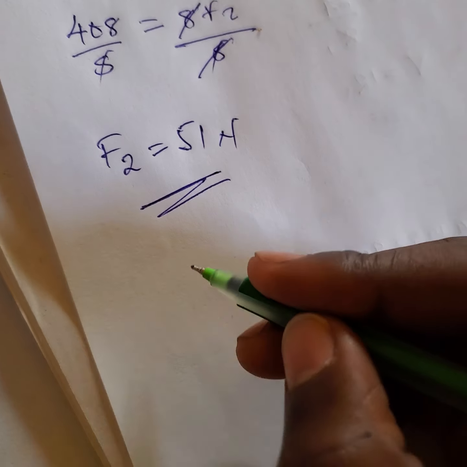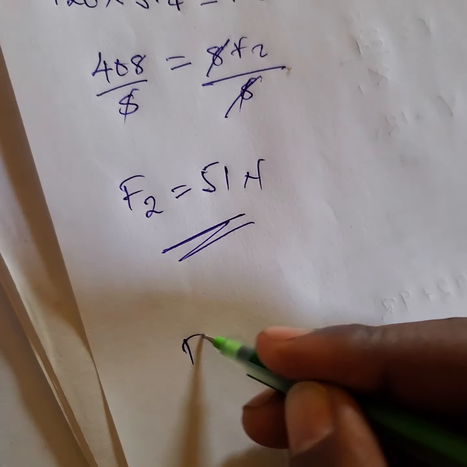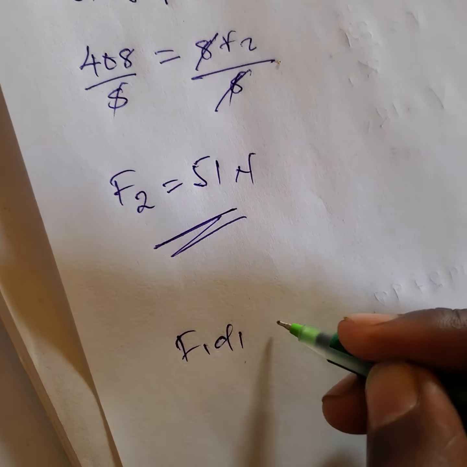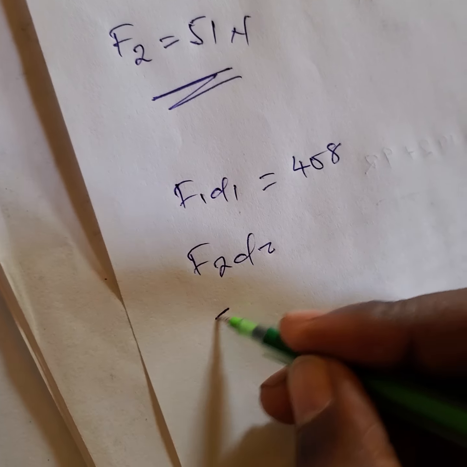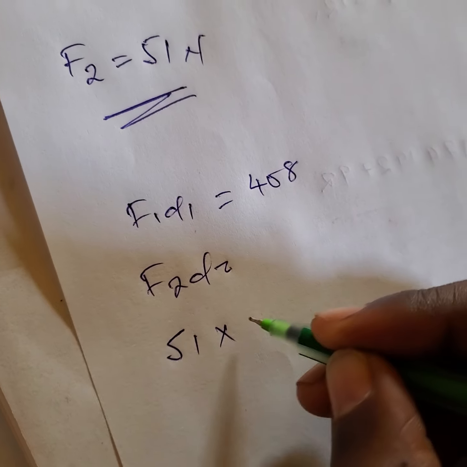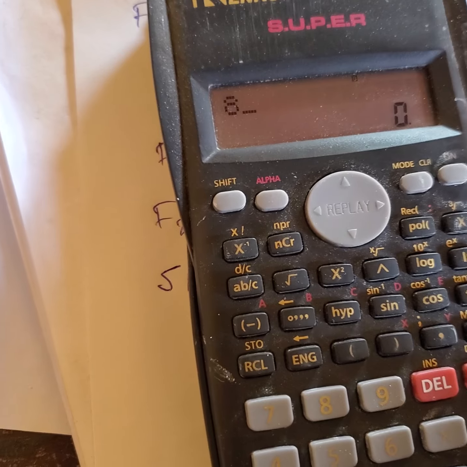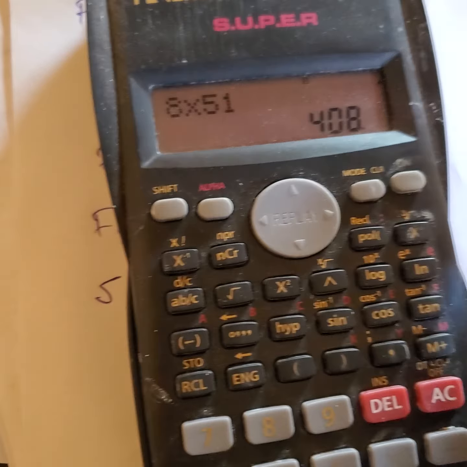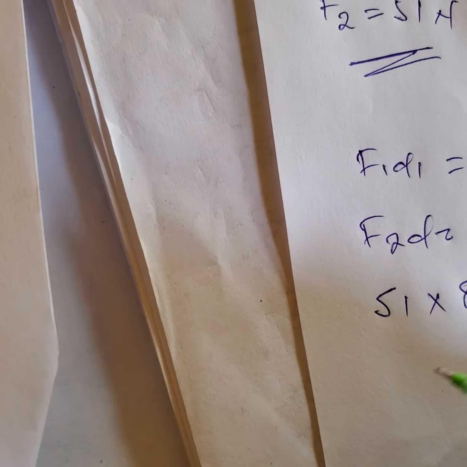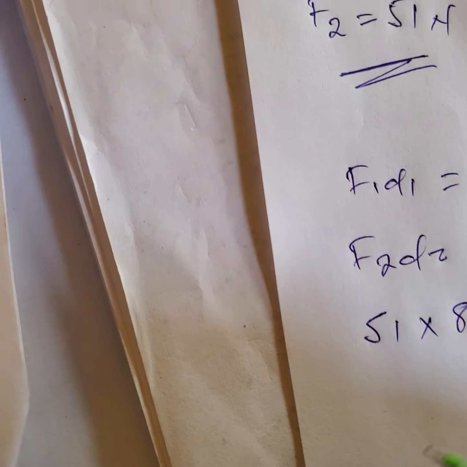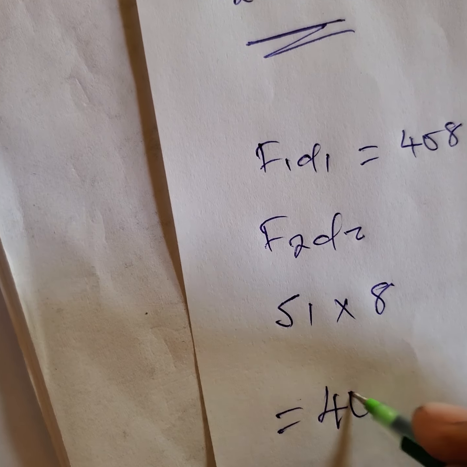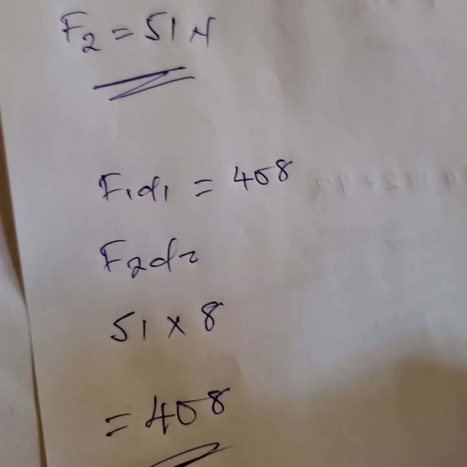We can prove it. We have this side F1 D1, we have 408. About F2 D2, so our F2 is 51 times our distance 2 is 8. What are we getting? 8 times 51, what are we getting? 408. We get 408 as well.